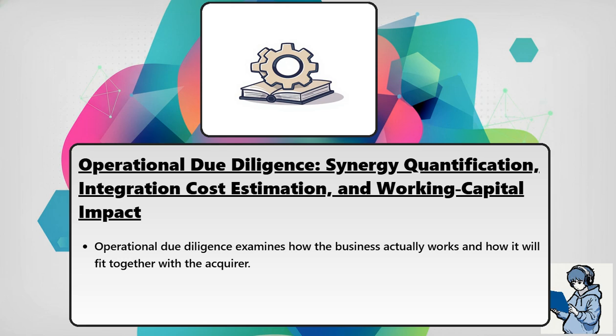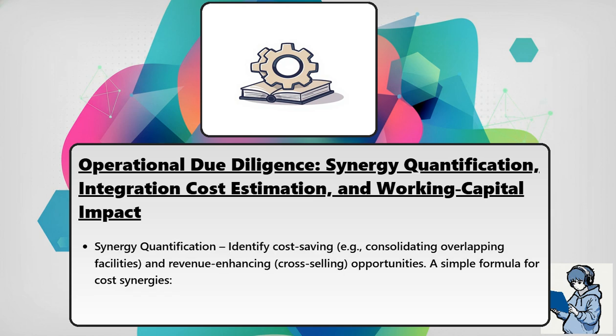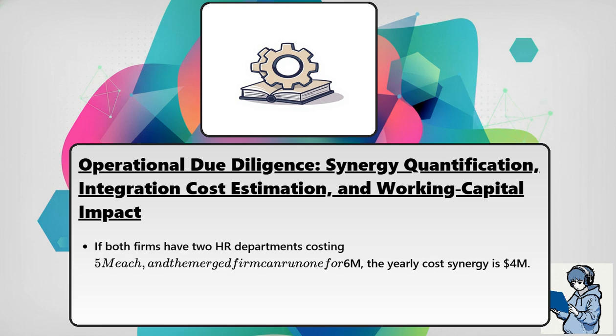Operational due diligence examines how the business actually works and how it will fit together with the acquirer. Three key steps. Synergy quantification: identify cost savings, for example, consolidating overlapping facilities, and revenue enhancing such as cross-selling opportunities. A simple formula for cost synergies: cost synergy equals the sum over i of overlapping cost i minus post-merger cost i. If both firms have 2 HR departments costing $5 million each, and the merged firm can run one for $6 million, the yearly cost synergy is $4 million.